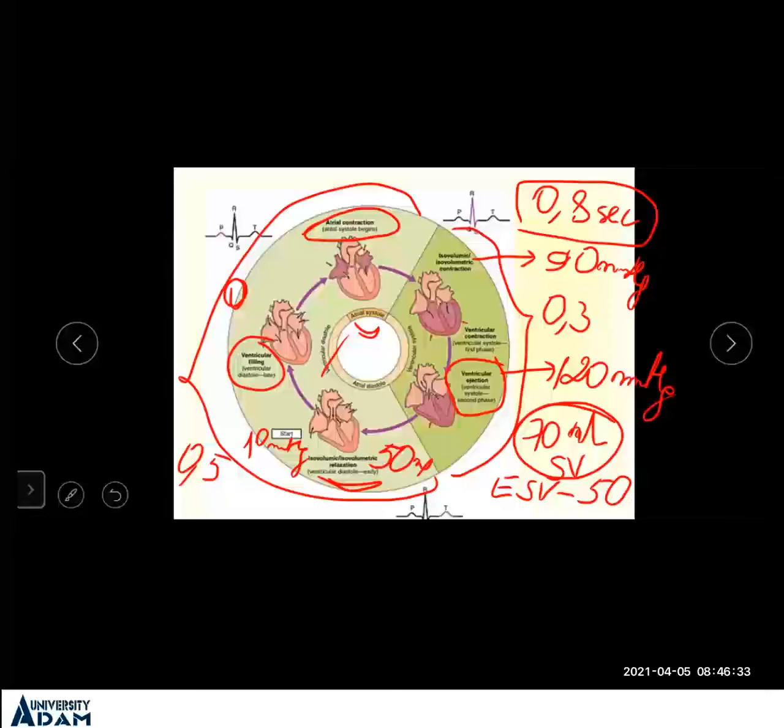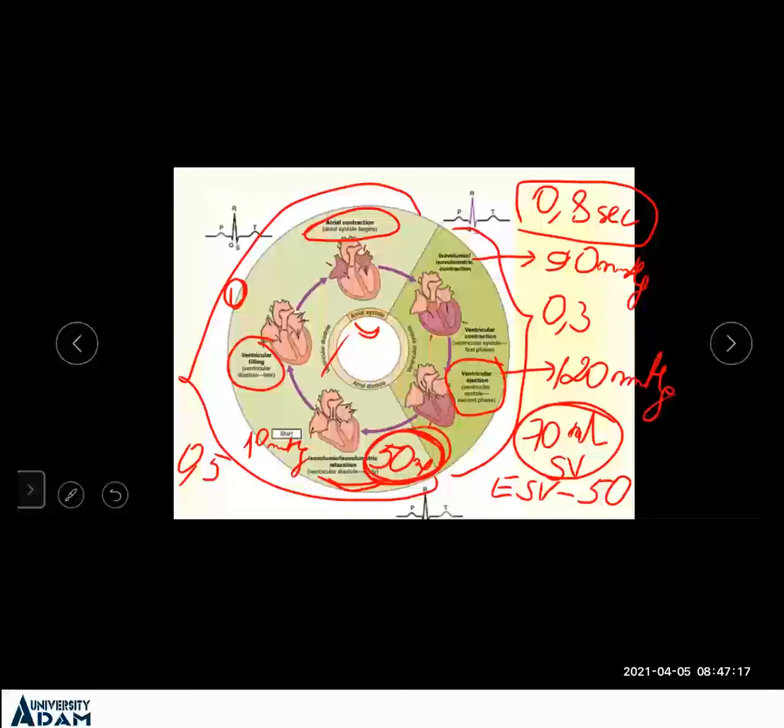How much blood is contained in the ventricles when they are fully filled, at the end of diastole? In EDV, end diastolic volume, it is about 120 milliliters. Yes, 50 was remaining after ventricular systole.